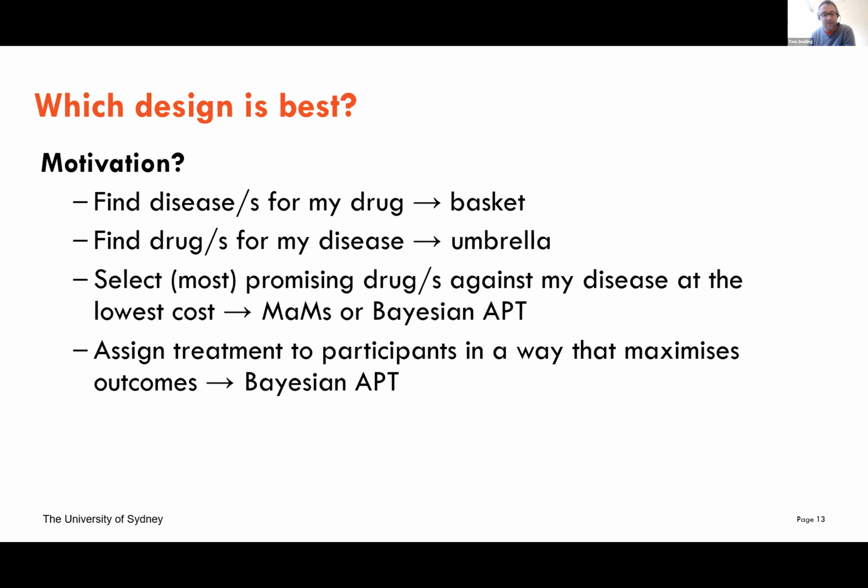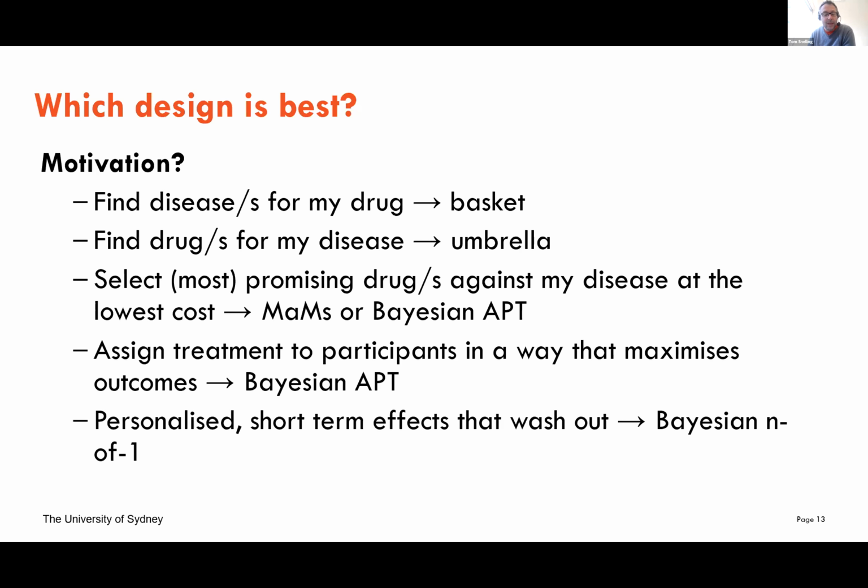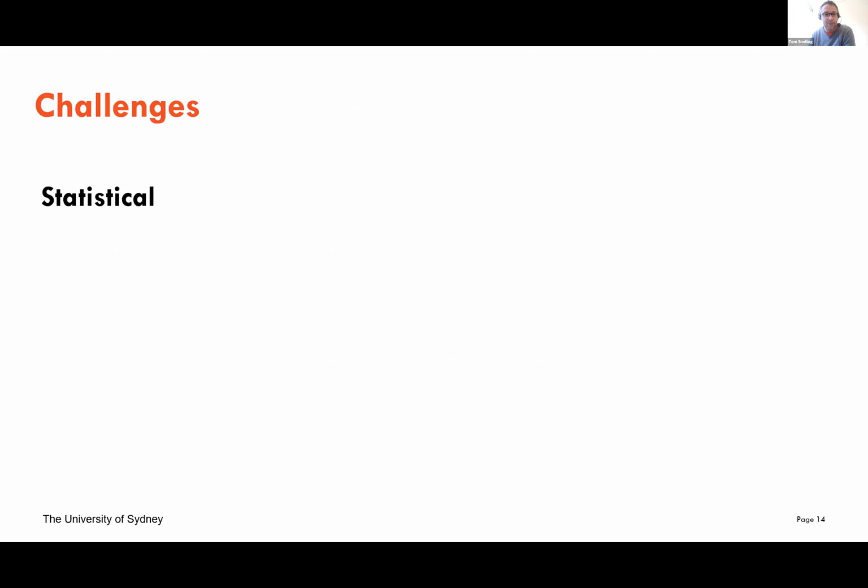So not so much a question of identifying a treatment that works, but trying to optimize the outcomes for people who are participating in the study. If you want to really personalize treatment and you've got a drug or a compound that has relatively short-term effects that wash out relatively quickly, then we think that these Bayesian N of 1 designs are most promising.